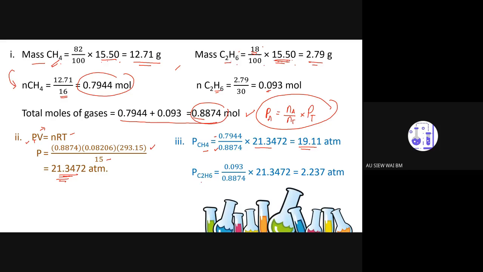After that, the partial pressure of the C2H6 can also use the same way. The number of mole of the C2H6, this one, divided by the N total, multiplied by the P total. Other than this one, do you know is there any other way to get this? If I don't want to use this formula, is there any other method that I can get the partial pressure? Any idea?